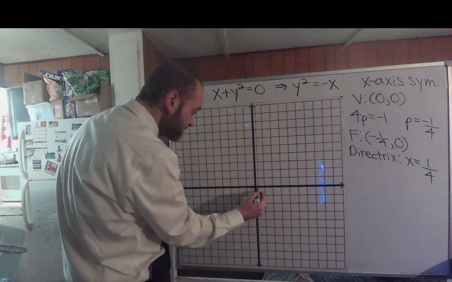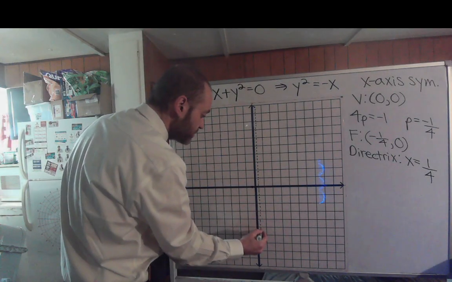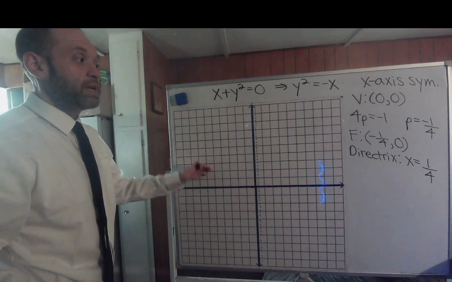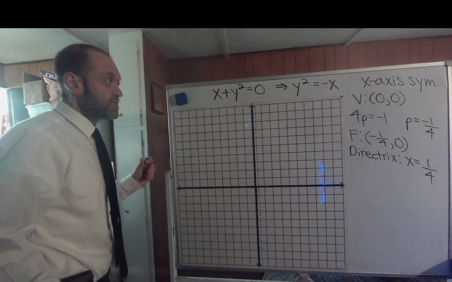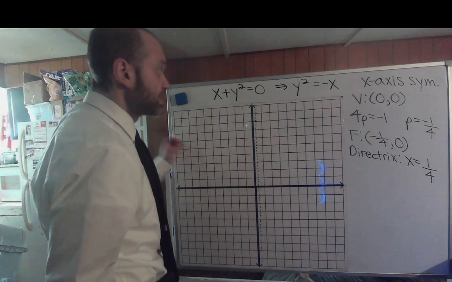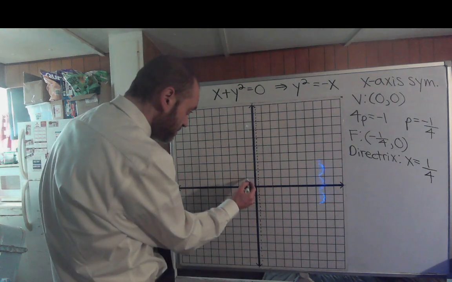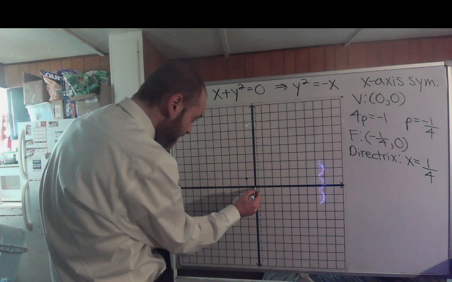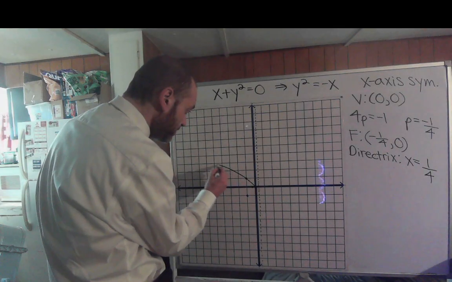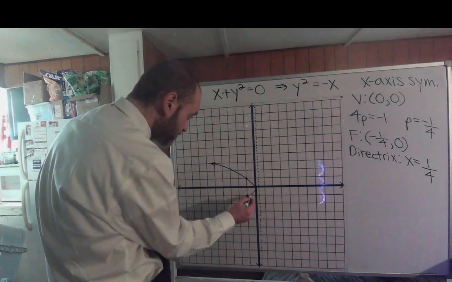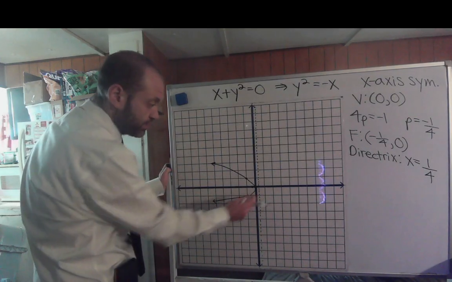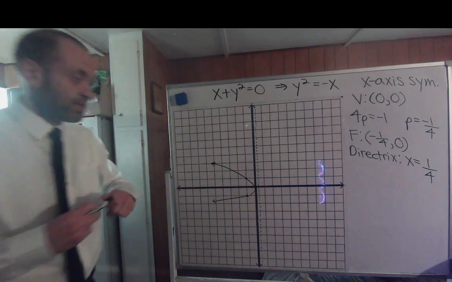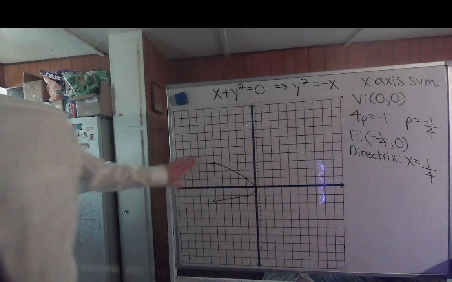So yeah, the focus is always inside the parabola. The directrix is always outside. This should tell you the parabola is going to open up to the left. And if I just put in negative 1 for x, I'll end up with y equals plus and minus 1. So there's a good graph of my parabola just based on those, with my vertex at the origin, my focus at negative 1/4, 0, and you see this parabola opens to the left.